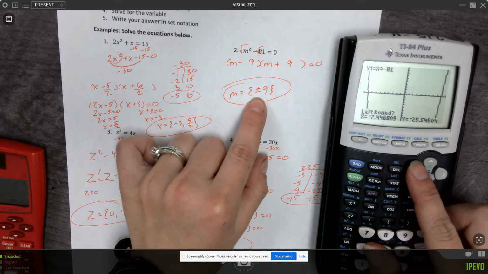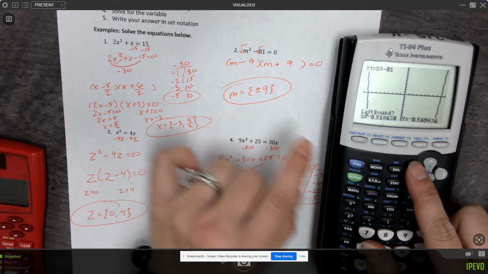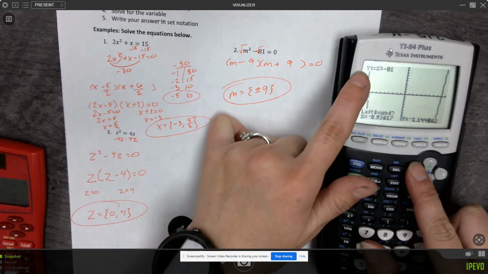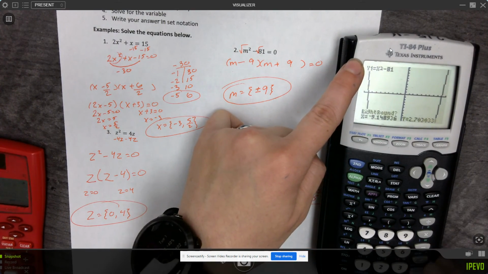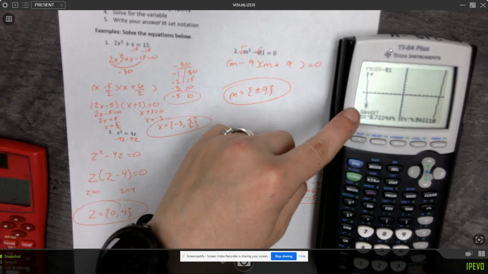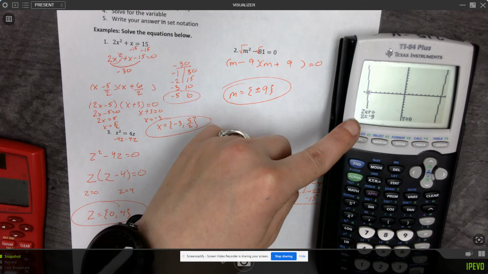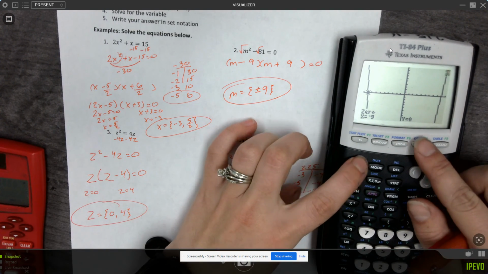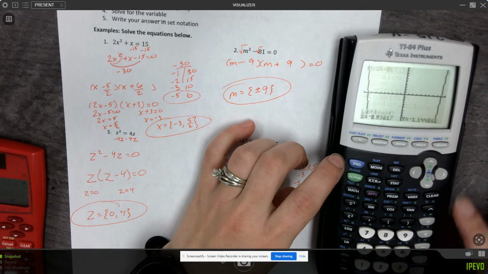I think my first one is -9. So I need to go left of it, so I would be up here somewhere. Hit enter. And then I would go right of it, hit enter, and then enter, and I get -9. I need to find the second one the same way. Second trace down to 0.